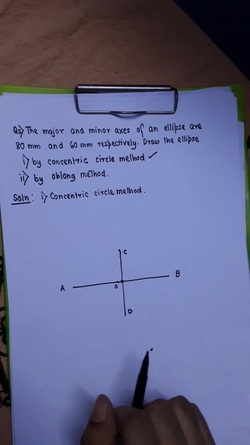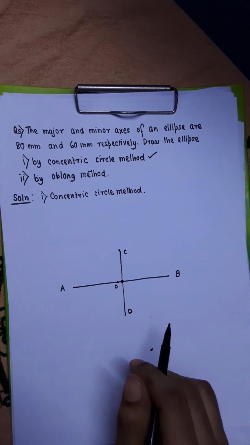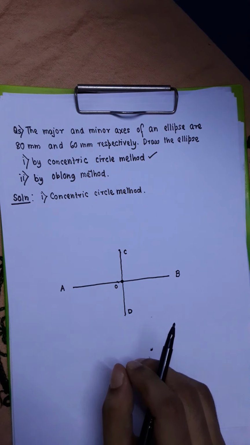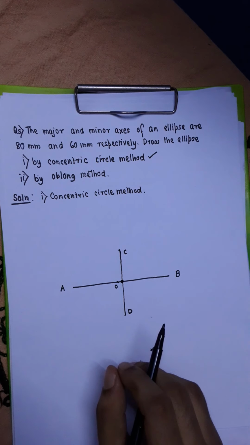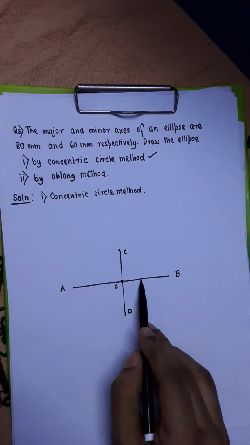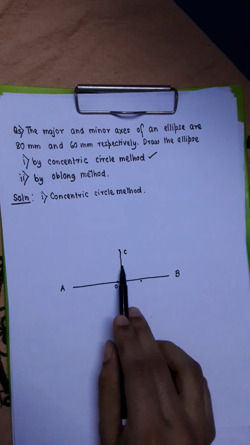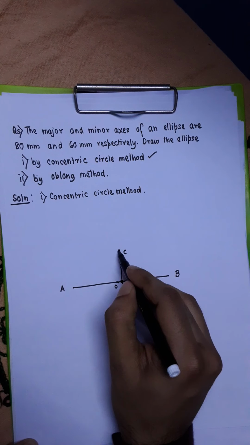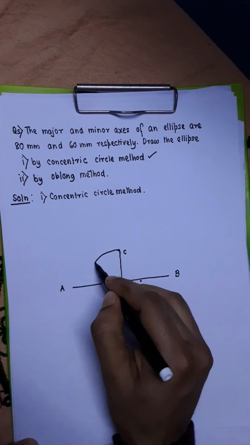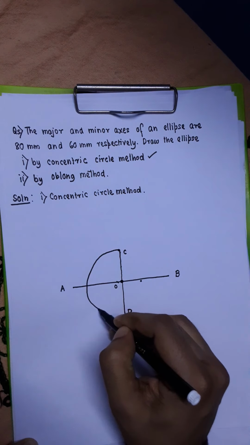After this, what you have to do is taking the major axis and the minor axis as diameters. Again, I repeat, taking the major axis and the minor axis as diameters, you have to draw two circles. So for one of the circles, the major axis AB will be the diameter, and for the other circle, the minor axis CD will be the diameter. Now I am drawing these two circles. Please pay attention. So first I am drawing the circle with the minor axis as the diameter. So if I draw a circle with CD as the diameter, the circle will appear somewhat like this.